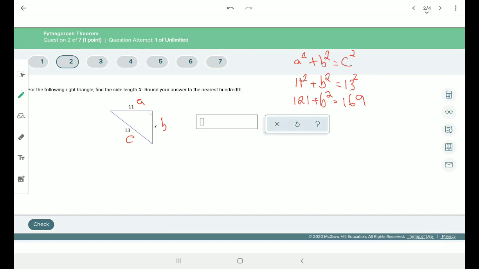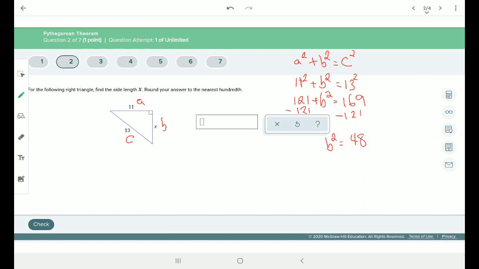And now I have this equation, right? I couldn't evaluate b squared yet. Remember, we have to get b by itself. In order to get b by itself, think about what you have to get rid of. You have to get rid of the 121. Well, how do you get rid of it? You subtract it, right? So I subtract 121 on both sides, and I'm left with b squared equals 48, right? And I'm not done yet.